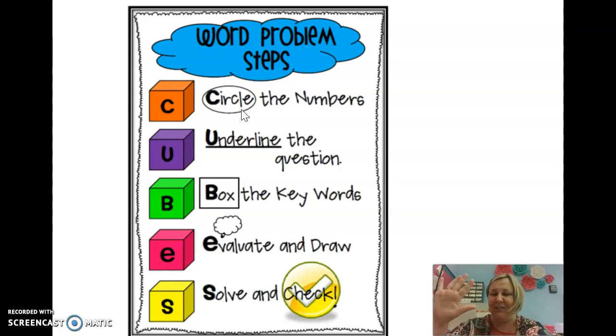There are 5 steps to solving word problems. The first step is to circle the numbers. The second step is to underline the question. The third step is box keywords. The fourth step is to evaluate and make a plan. And the fifth step is to solve the problem. So now we're going to use CUBES to help us solve a word problem.